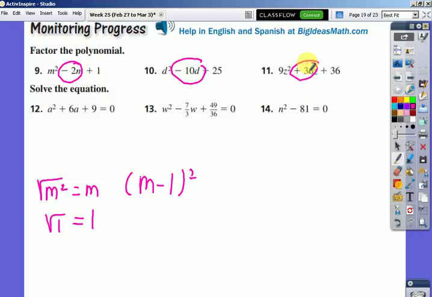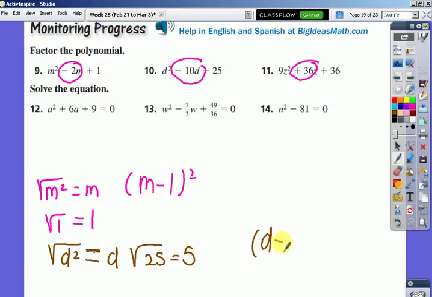Okay, so you told me that you noticed perfect squares on number 10. So, again, I'm going to take the square root of d squared, and I get d. And then I'm going to take the square root of 25, and I get 5. So, that's going to take, again, another specific form. 5 times d is 5d, double that is 10d. Do I get that middle term? I do. And because it's a minus in the middle, it's going to be d minus 5 squared. Does that make sense?